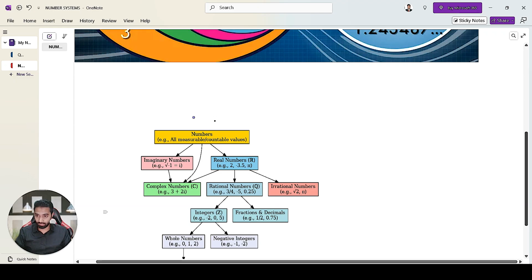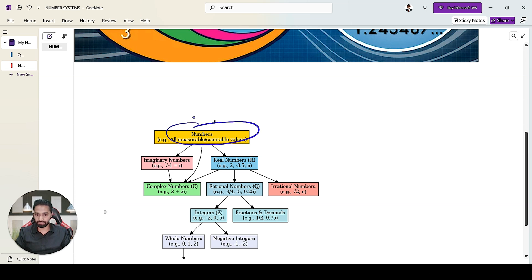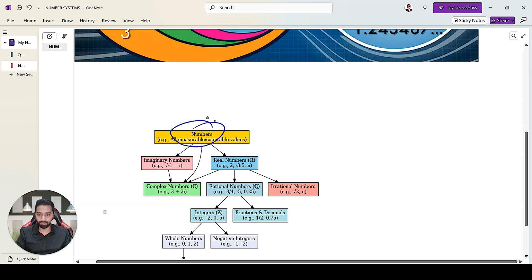As I was saying, numbers are a big family, so these are the numbers. It includes everything. In this family of numbers, we have imaginary numbers and we have real numbers. Before I talk about the full list of real numbers, I want you to stay focused here. The reason I'm trying to help you understand not just real numbers but the numbers from the very beginning is that I experienced this while I was in school.